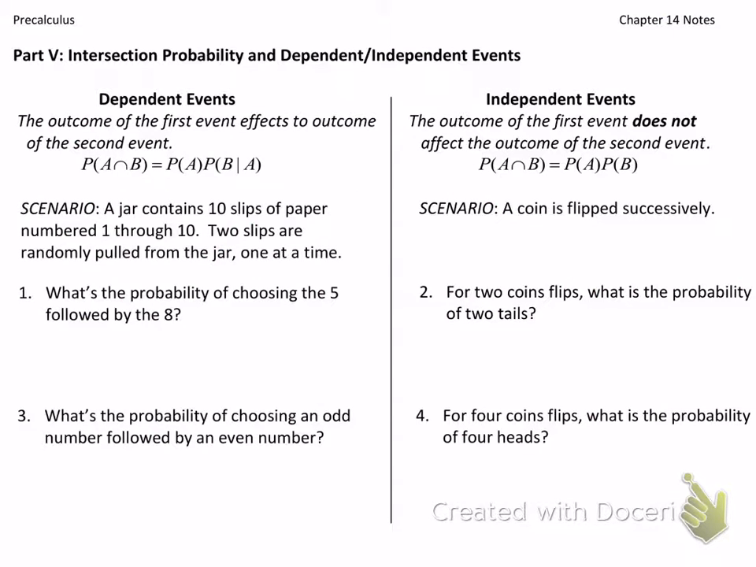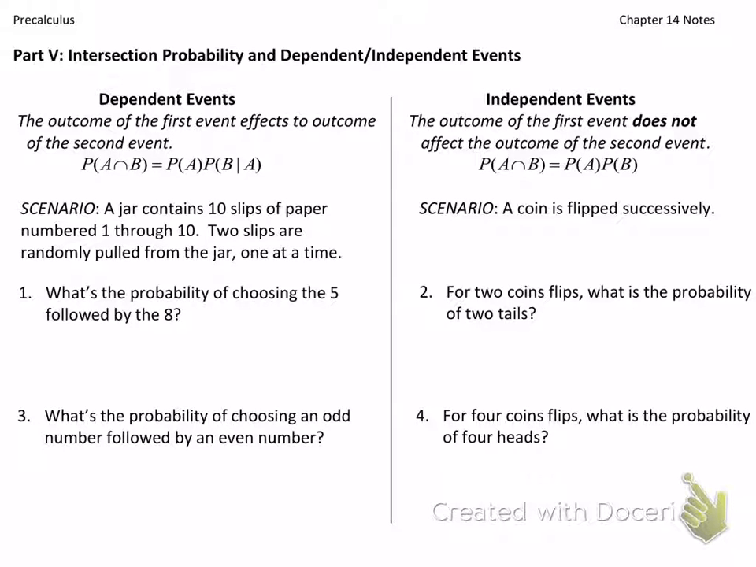All right, so part 5 talks about dependent and independent events. Let's look at dependent events first. The outcome of the first event affects the outcome of the second. So I have a jar of candy bars: a Hershey's, a Twix, and a Reese's. The probability of picking the Reese's changes if the first person who picks one gets the Reese's. Now my probability for what I have to choose is affected because there are only 2 candy bars left.